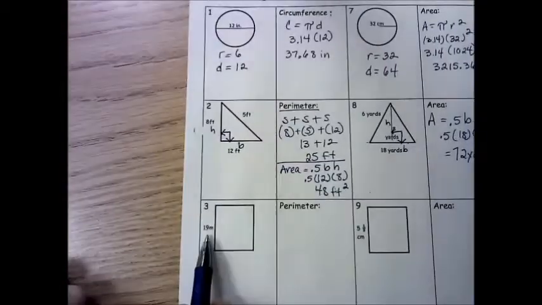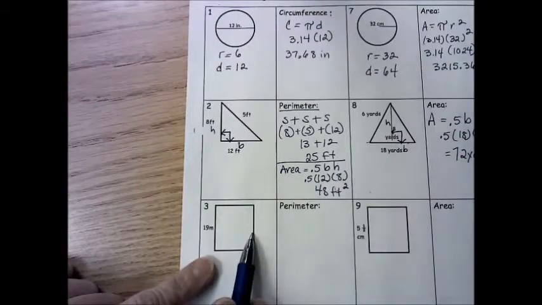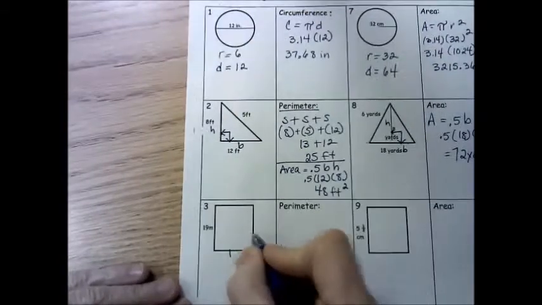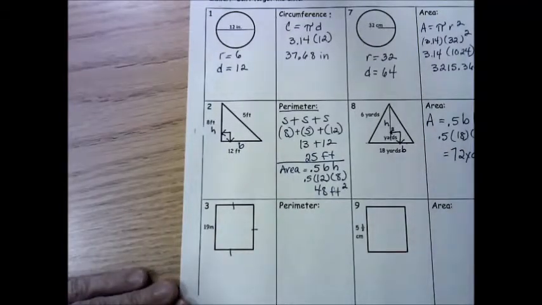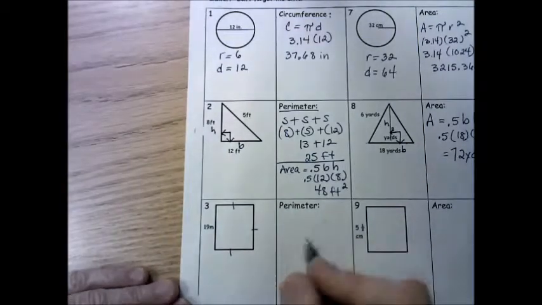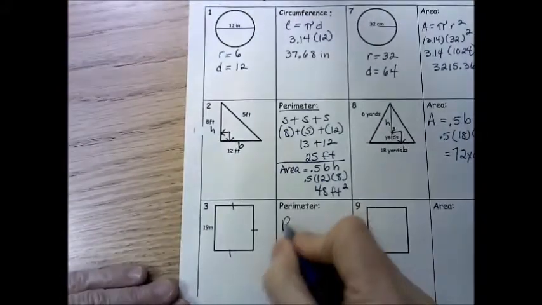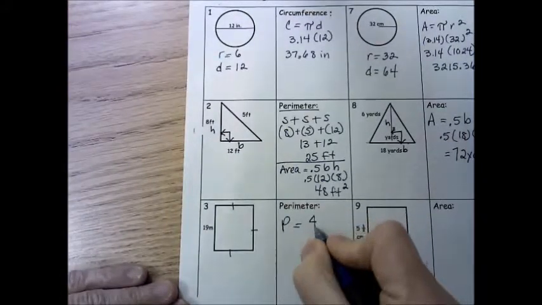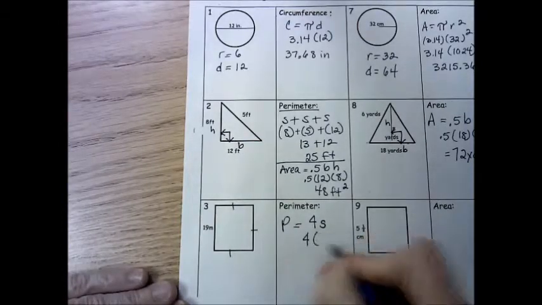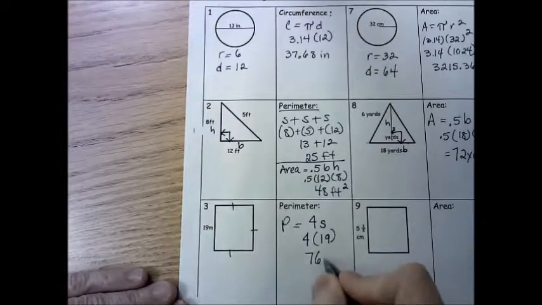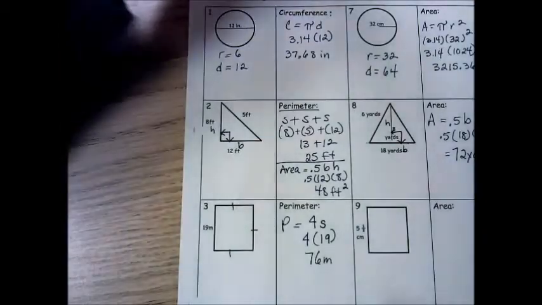Since they have given us 19 meters and no other measurements here, we would assume that all of these sides are congruent and that this is a square. So perimeter, since this is a square, the formula for perimeter would be 4 times the sides, since they are all congruent. So we would have 4 times 19, and 4 times 19 comes out to 76 meters.